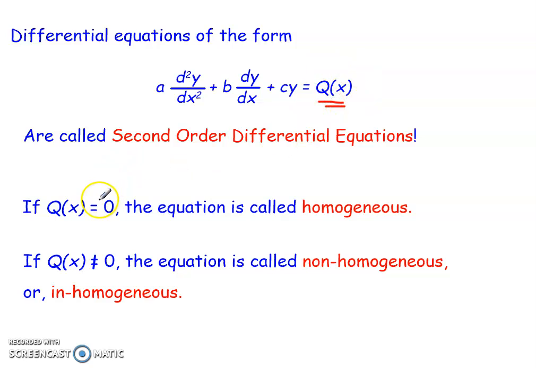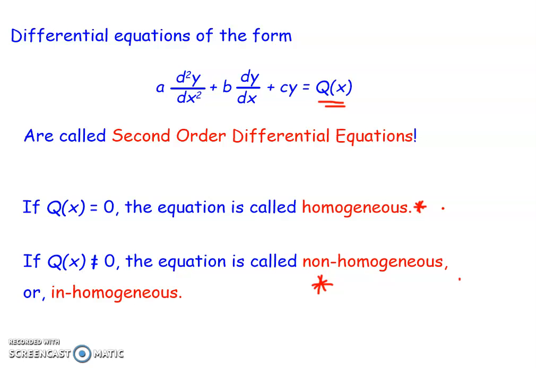Now if this q of x is equal to 0, this type of equation is what's called homogeneous. If this q of x does not equal 0, so takes some format of a function, this is called non-homogeneous or inhomogeneous style equations. We're going to focus on just the homogeneous to begin with, then we'll extend this to inhomogeneous later on. So we have to be able to understand how to solve this and how to get solutions to this equation.